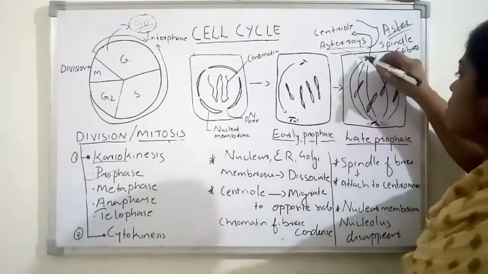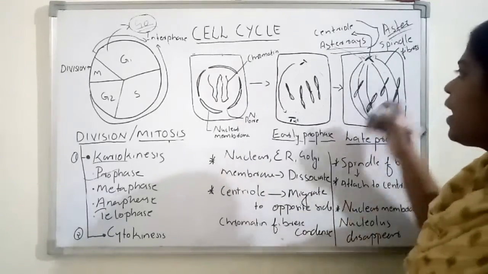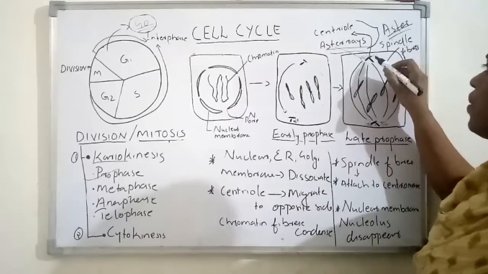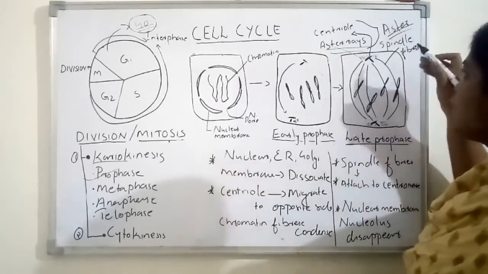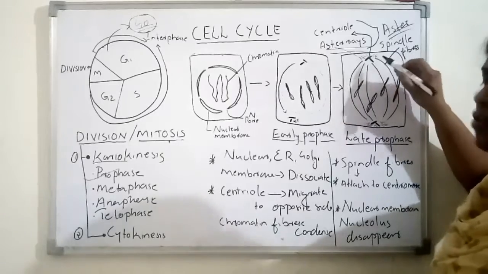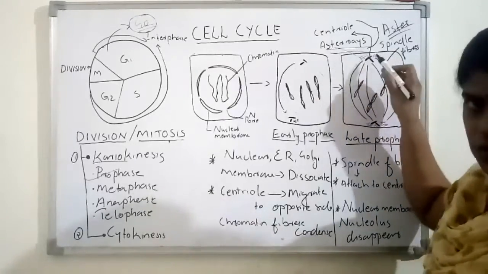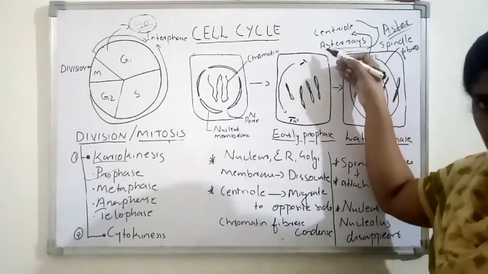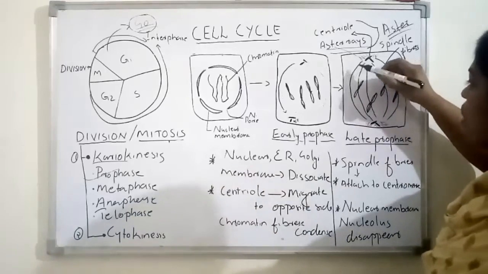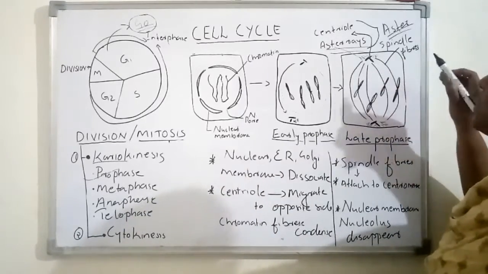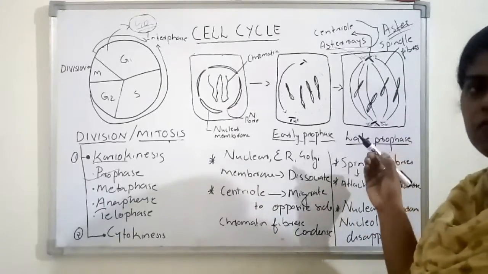What is the name of this one? The short fibers are known as what? Aster rays. And aster rays and the centriole together are known as the aster. So what is aster? Aster means the small fibers which are produced from the centrioles, known as aster rays. Aster rays and the centrioles together are known as the aster. And the long fibers produced from the centriole are known as the spindle fibers.